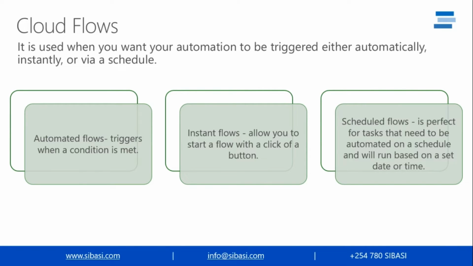Instant flows are manually triggered. On Power Apps, you can set a button that, when a user clicks it, triggers the flow and the process will run. Scheduled flows are perfect for tasks that need to be automated on a schedule. When something needs to be updated weekly, you can use a scheduled flow.